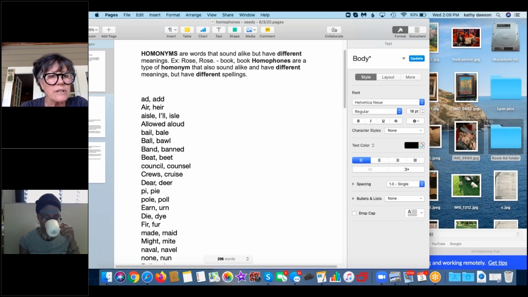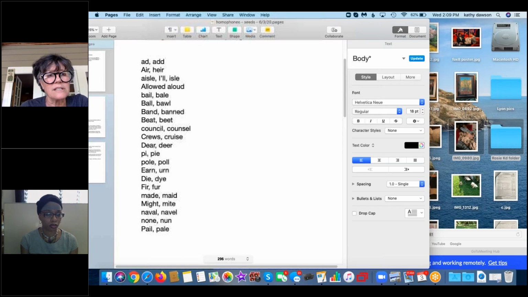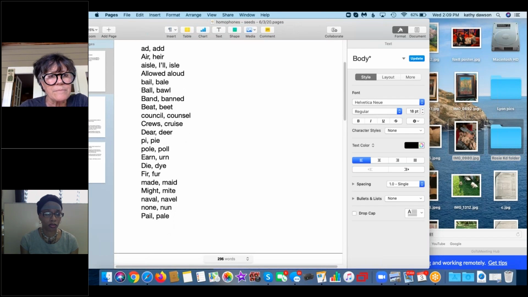Another A word, the third one down: aisle, I'll, and isle. In this case, there are three of them. The aisle that you walk down, like in a church or in an airplane. Then I'll, the contraction of I will. And then isle, which is an island. So that's interesting that there are three words like that.